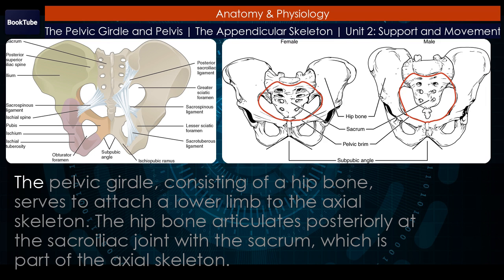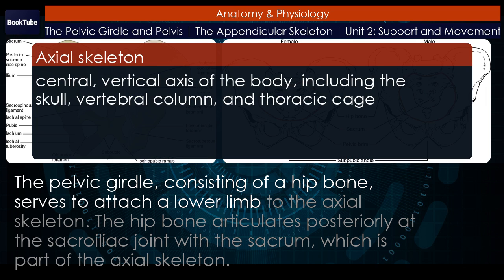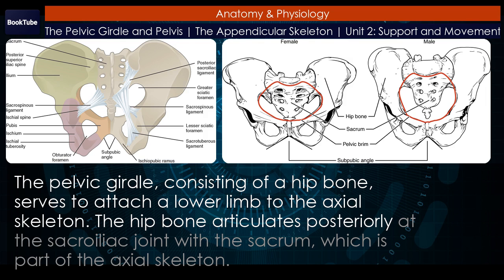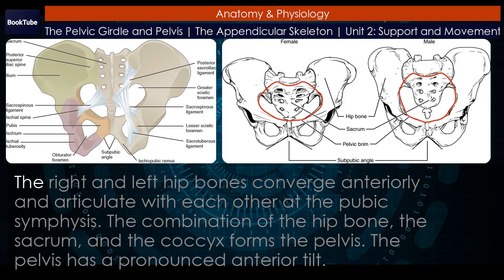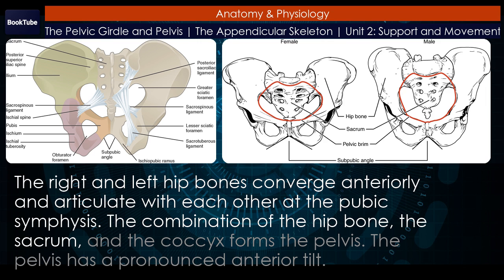Chapter Review. The pelvic girdle, consisting of a hip bone, serves to attach a lower limb to the axial skeleton. The hip bone articulates posteriorly at the sacroiliac joint with the sacrum, which is part of the axial skeleton. The right and left hip bones converge anteriorly and articulate with each other at the pubic symphysis. The combination of the hip bone, the sacrum, and the coccyx forms the pelvis.